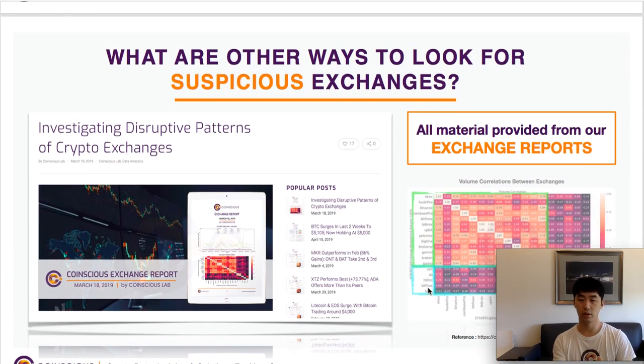So all of these materials that I've just explained are in our exchange report, and so you can find out what the dynamics of the exchanges are, what's going on in the exchanges, and other information regarding volume, exchanges, and so on through our exchange report.